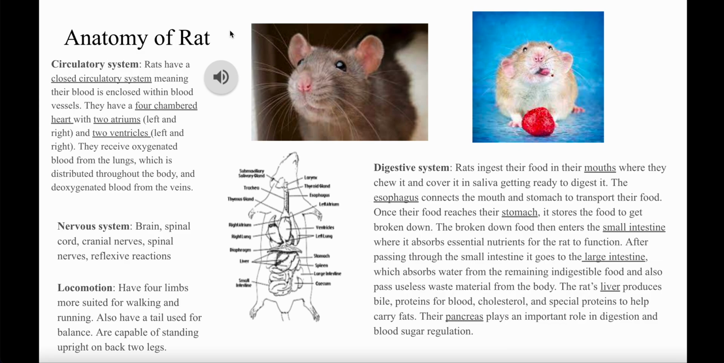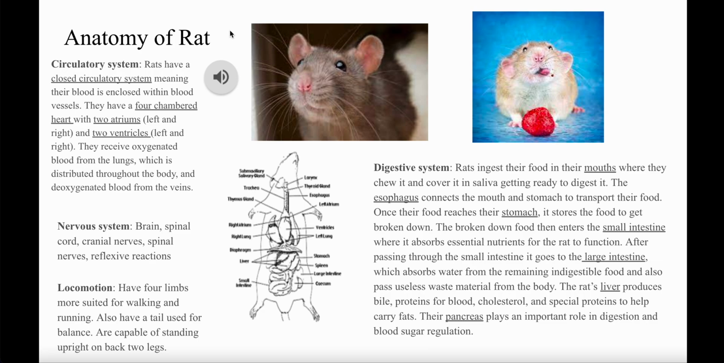So for a rat's circulatory system, they also have a closed circulatory system, meaning that their blood is enclosed within the blood vessels, veins, capillaries, and arteries. But rats have a 4-chambered heart with 2 atria, one on the left, one on the right, and 2 ventricles, also one on the left and one on the right. And they also receive oxygenated blood from their lungs, which is distributed throughout the body, and deoxygenated blood from the veins. Their nervous system also includes a brain, spinal cord, cranial nerves, spinal nerves, and reflexive reactions, and basically works like any other animal's, like ours, like the frogs, etc.